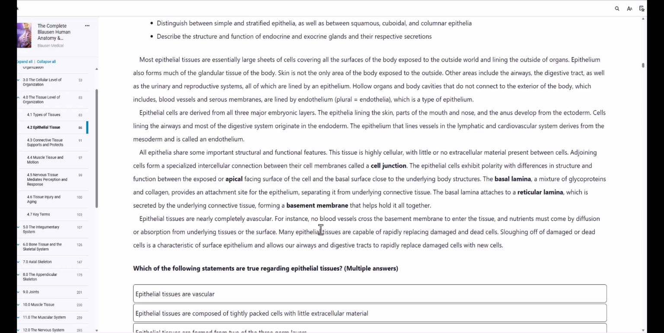Finally, epithelial tissues are capable of dividing very, very quickly, replacing damaged cells, replacing dead cells. Another way of saying this is that epithelial tissues are highly mitotic. They are dividing very, very quickly. This is true of epithelial cells.